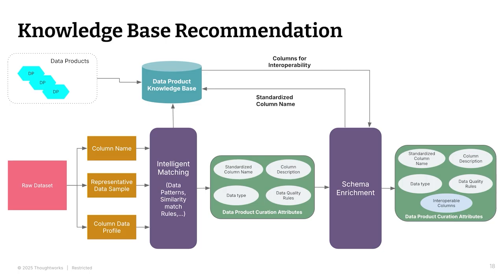Or, we talk about AI, right? So it can be an advanced system such as RAG, where your knowledge base is a vector database, and a similarity algorithm is run to retrieve the most relevant standardized column vectors to recommend these attributes. Then in the schema enrichment step, we leverage the knowledge base to use the historical mappings, the ontology, and the lessons learned from the previous data products to recommend additional columns.